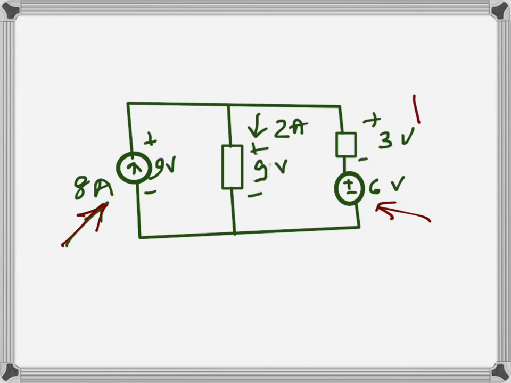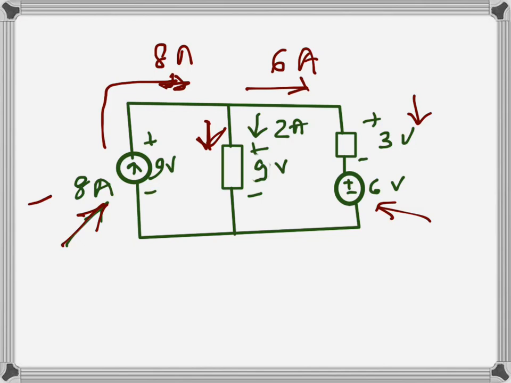We don't know the current through this branch, but we can see that the current in this branch is 8 amps and 2 amps is going in this direction. This is a current source, so that's the current this is delivering. So remaining 8 is going this way, 2 is going this way, so remaining 6 amps will go that way. So the current through this branch is 6 amps, that we can see.